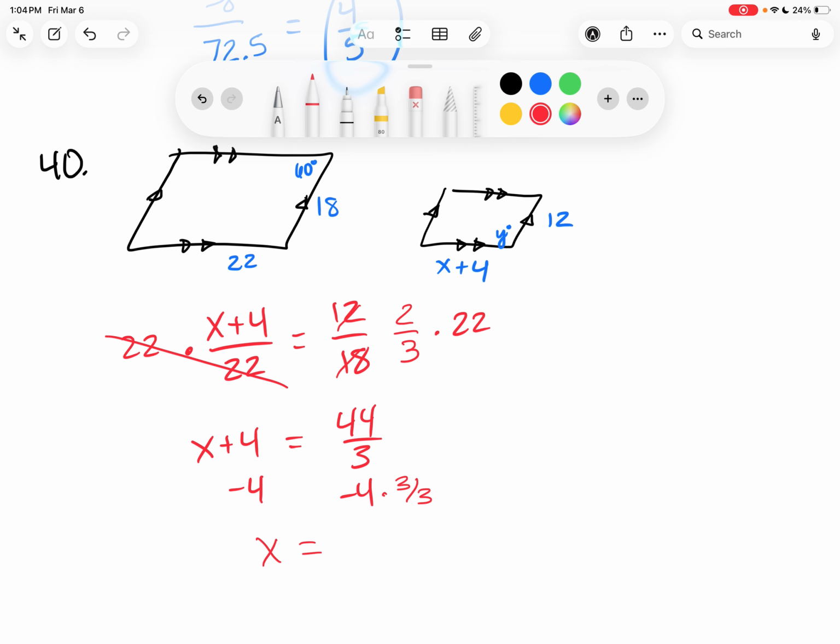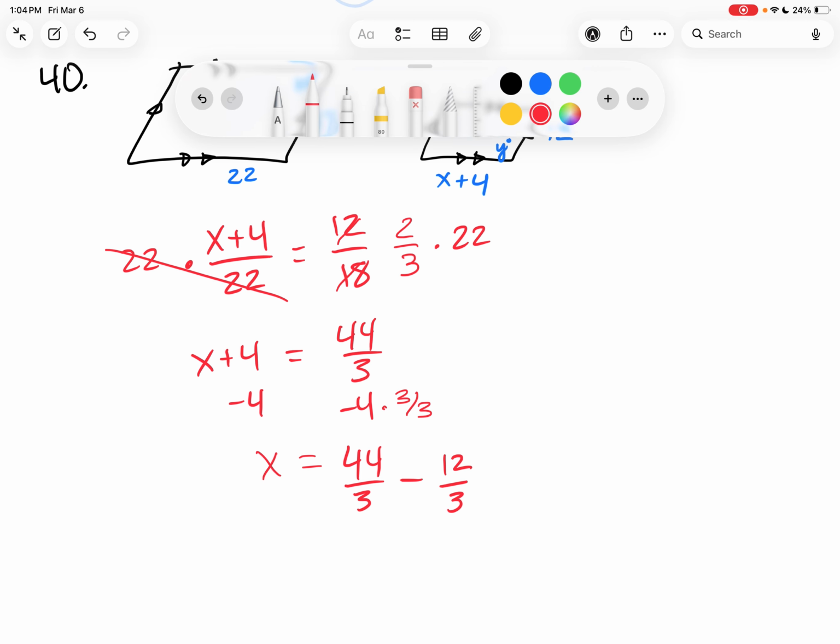12 then? So this would be 44 over 3 minus 12 over 3. And that gives us what? 32 over 3. And you can either leave it here, or we can write it as a mixed number or decimal. It would just be 10 and 2/3 or 10.66. So this would be your x value here.